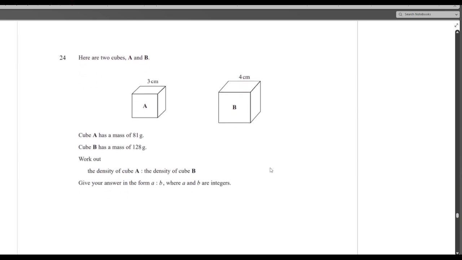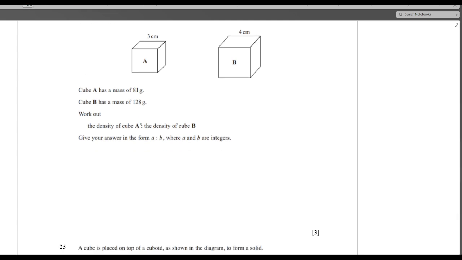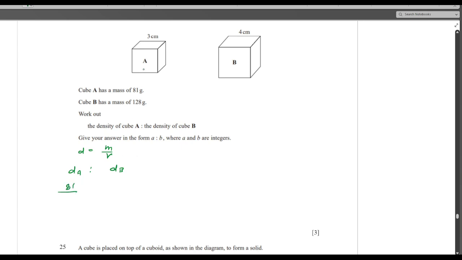Here are two cubes A and B. Cube A has a mass of 81 gram and cube B has a mass of 128 gram. The density of cube A ratio density of cube B we have to work out. So density is nothing but mass upon volume. So here density of A ratio density of B is the mass of A, 81, and its volume is 3 cube. 3 cube is 27.